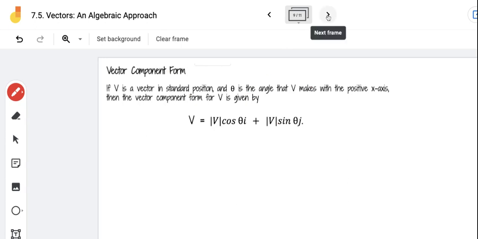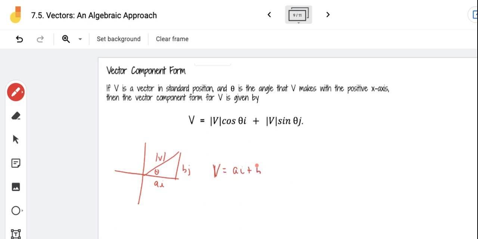All right. Let me just sketch out where that comes from. This is my magnitude, which was 15 on that last problem. This is my theta, which was 55 in the last problem. This is my Ai and Bj. So we know that we can write the vector as Ai plus Bj. We also know that the cosine of theta is equal to A over the magnitude of V, and the sine of theta is equal to B over the magnitude of V.